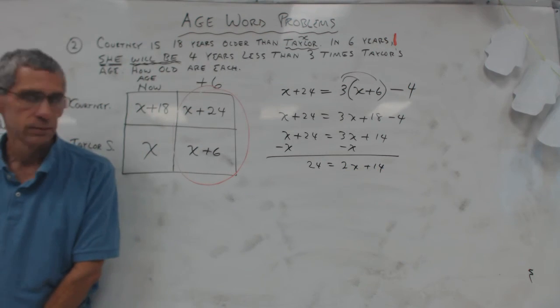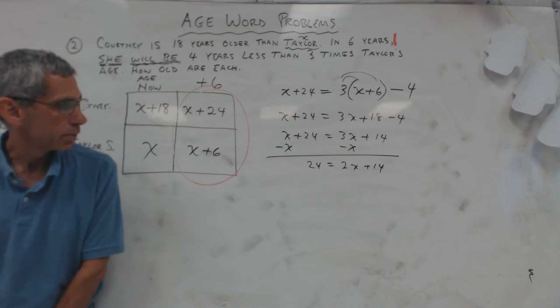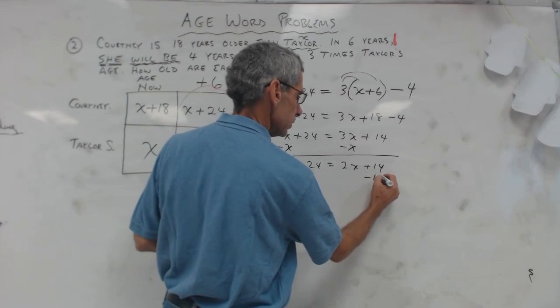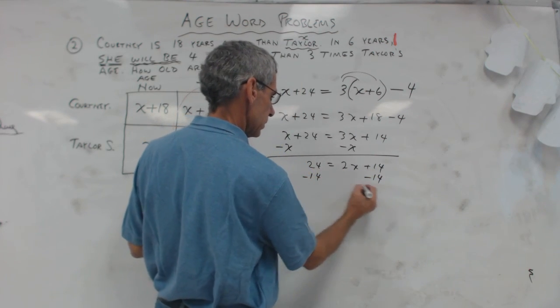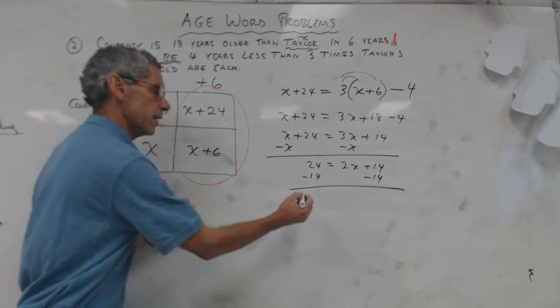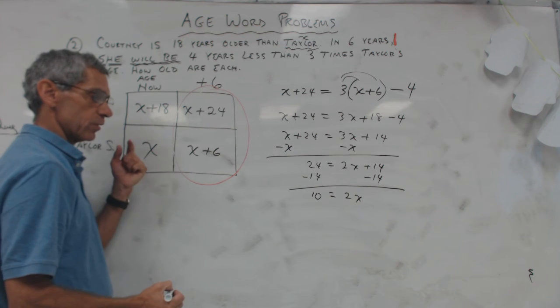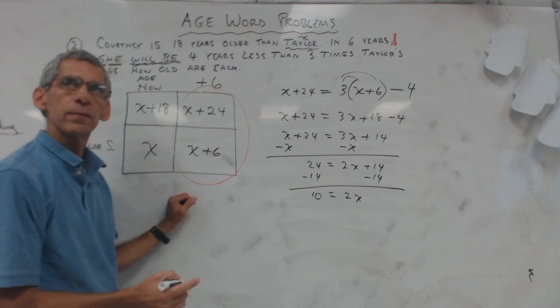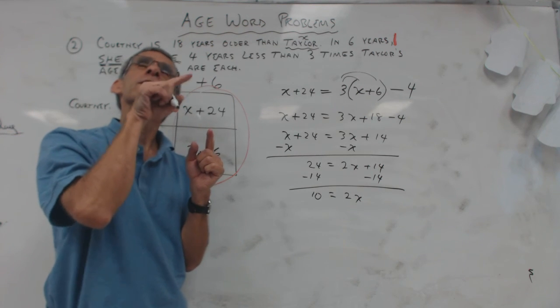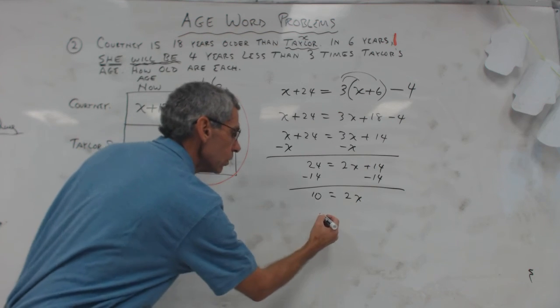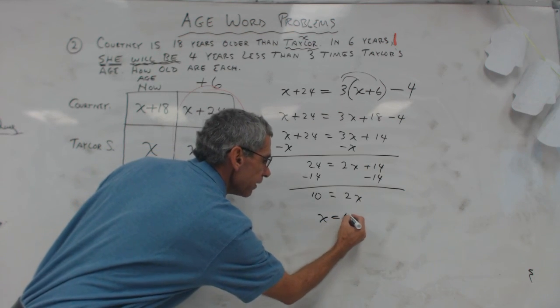Now what would I do? Minus 14. Minus 14, good. Minus 14. So that gives me 10, right? Is equal to 2x. Oh dear, this is going to be hard. Divided by 2. So x is equal to 5.